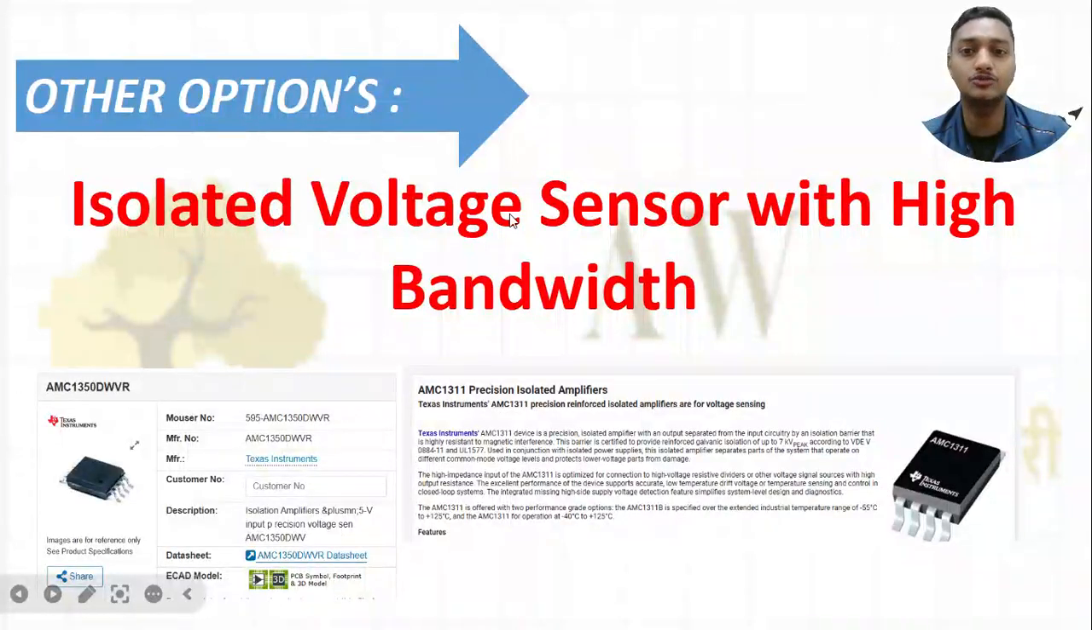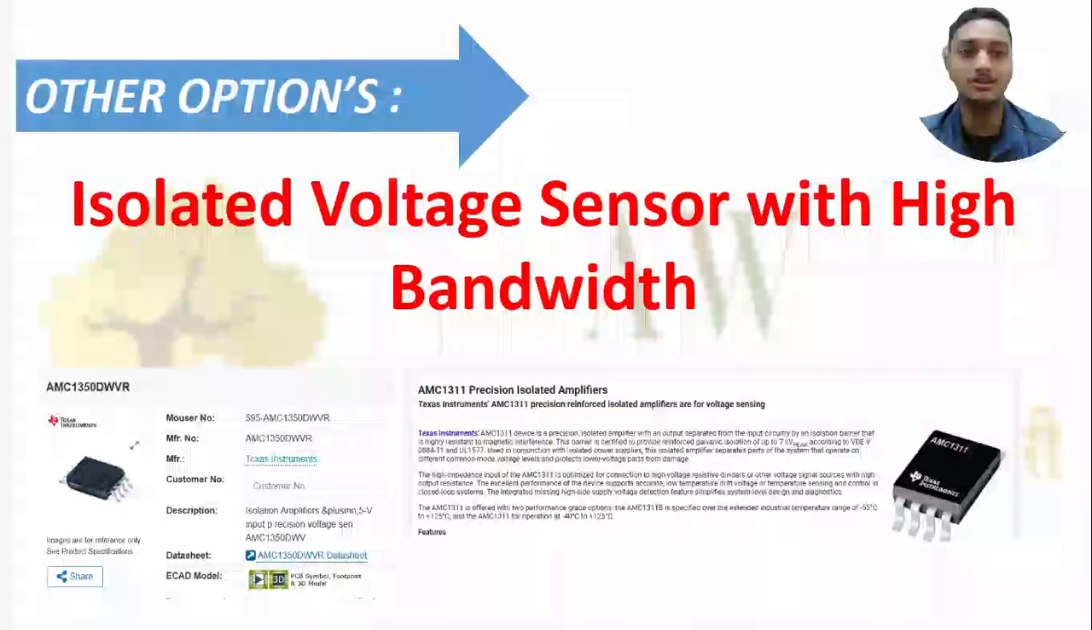So there are the isolated voltage sensors with very high bandwidth. If you have an isolated voltage sensor with very high bandwidth, then all your problems will be solved. A few I have listed out here, but those don't have very high bandwidth. I guess these have a bandwidth up to 300-400 kilohertz. But if you are working on some 100 kilohertz switching frequency in a converter, then this will not work, because you need a very high sampling frequency. So bandwidth is very important. Let us say you have 10 megahertz or 1 megahertz of bandwidth, then you can easily use this.